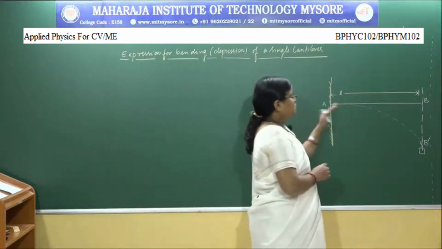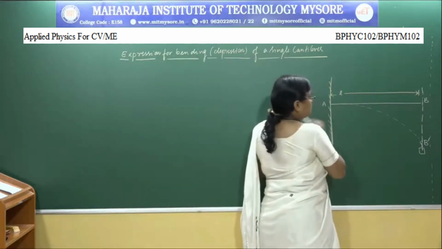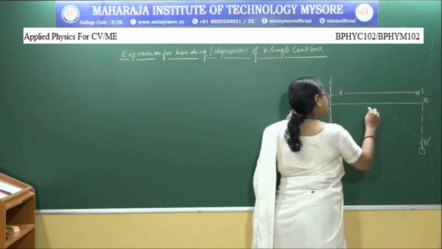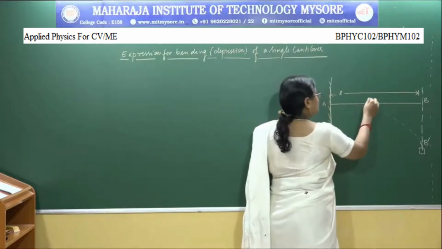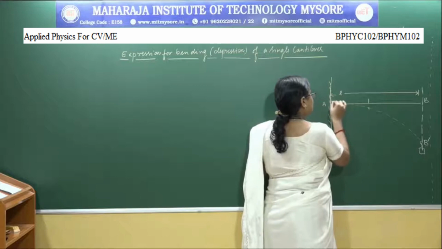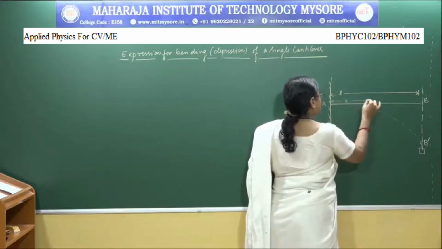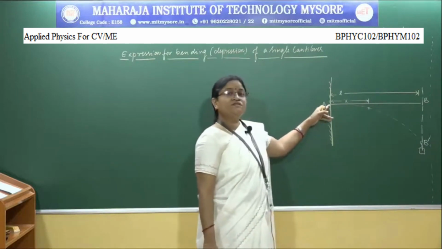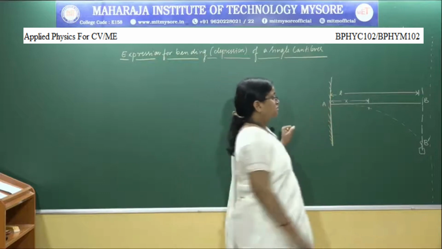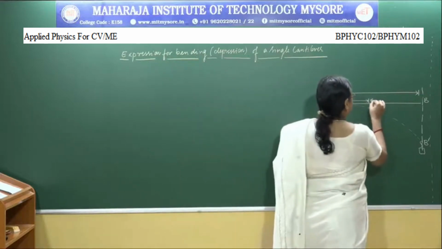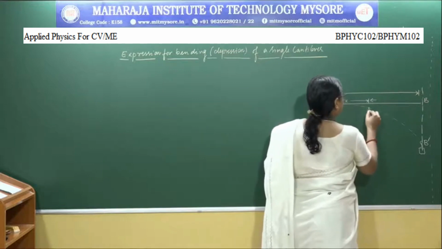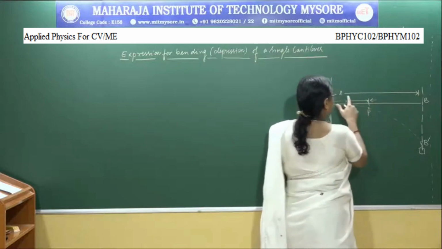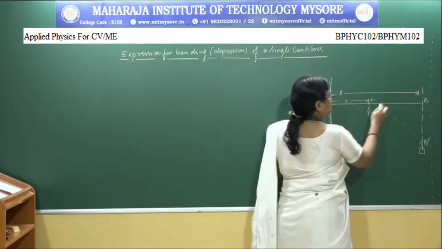So now in the beam which is loaded, we consider a point P which is at a distance x from the end which is fixed to a rigid support. So if this is P, the distance from the free end will be L minus x.